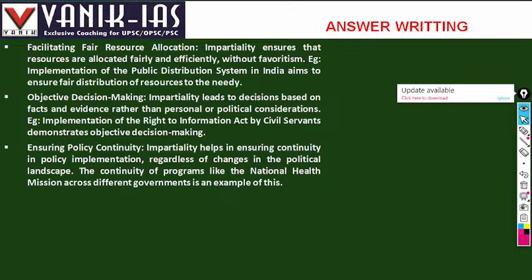Facilitating fair resource allocation. Impartiality ensures that resources are allocated fairly and efficiently without favoritism. Implementation of the public distribution system in India aims to ensure fair distribution of resources to the needy.